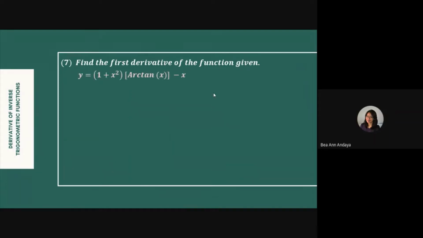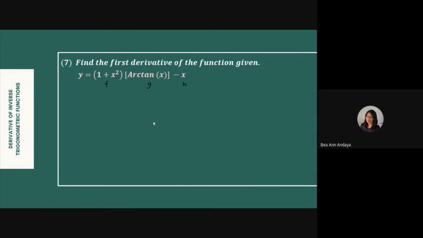Number 7, find the first derivative of the function y is equal to (1 plus x squared) multiplied to the arctangent of x, minus x. We can group this as... again, be careful with the analysis of the groupings because those are very essential when it comes to the differentiation.